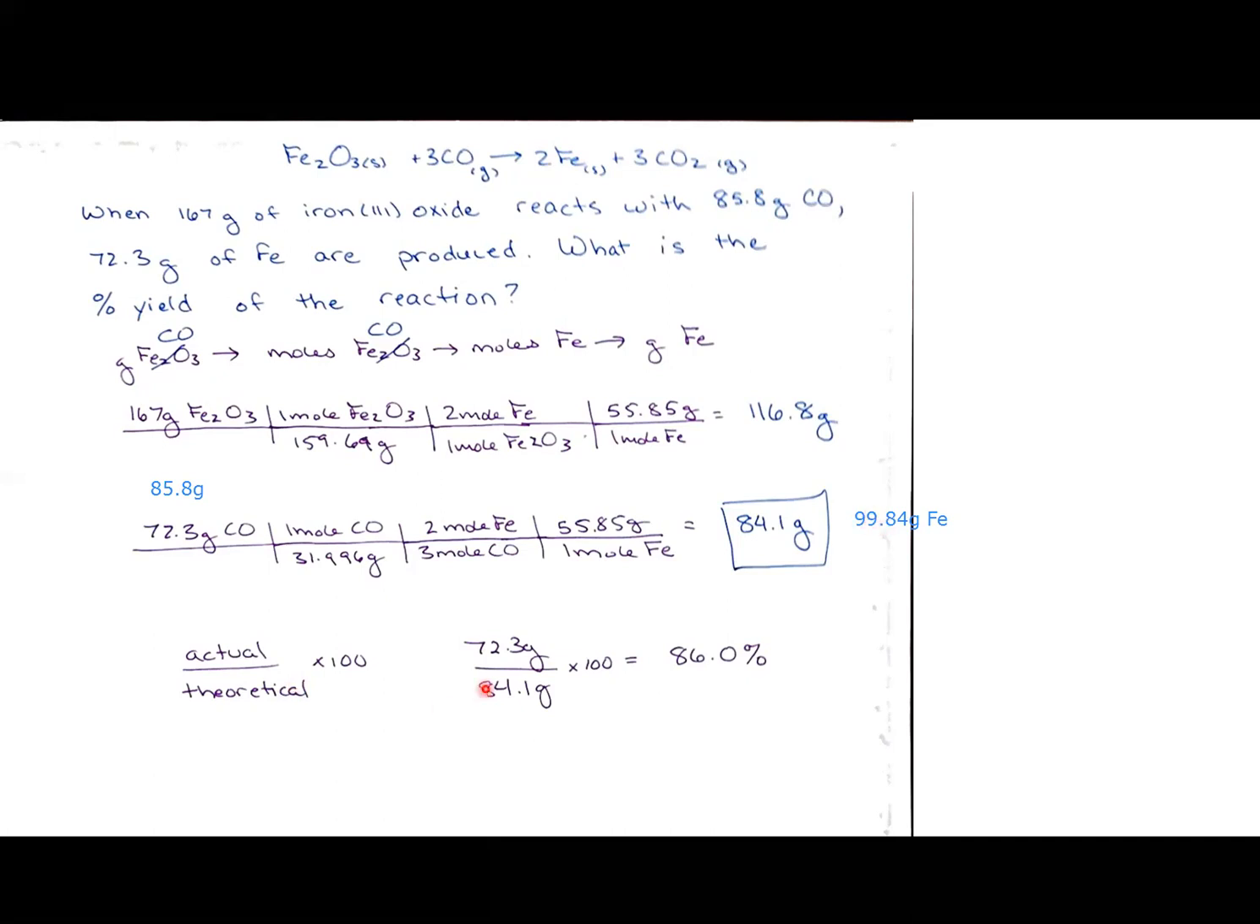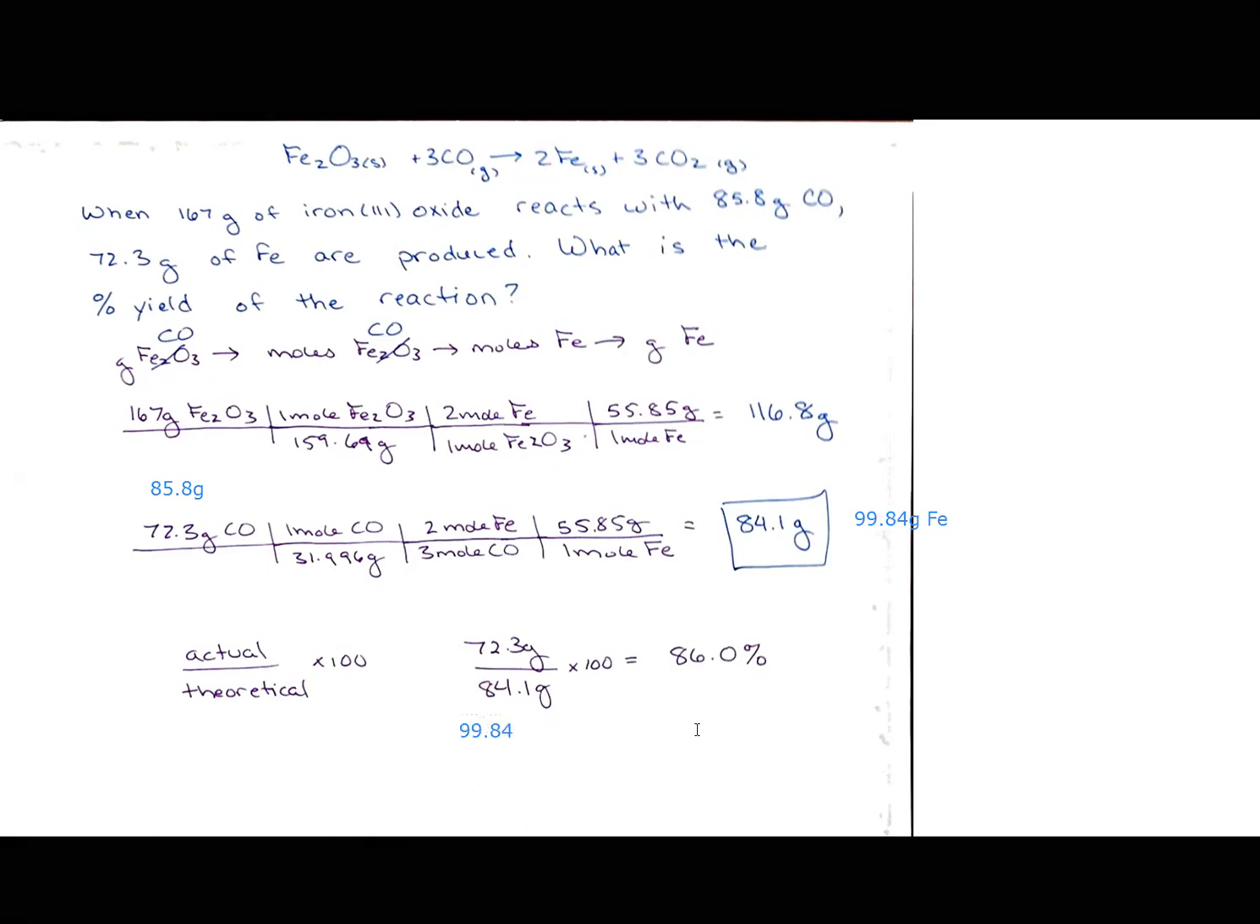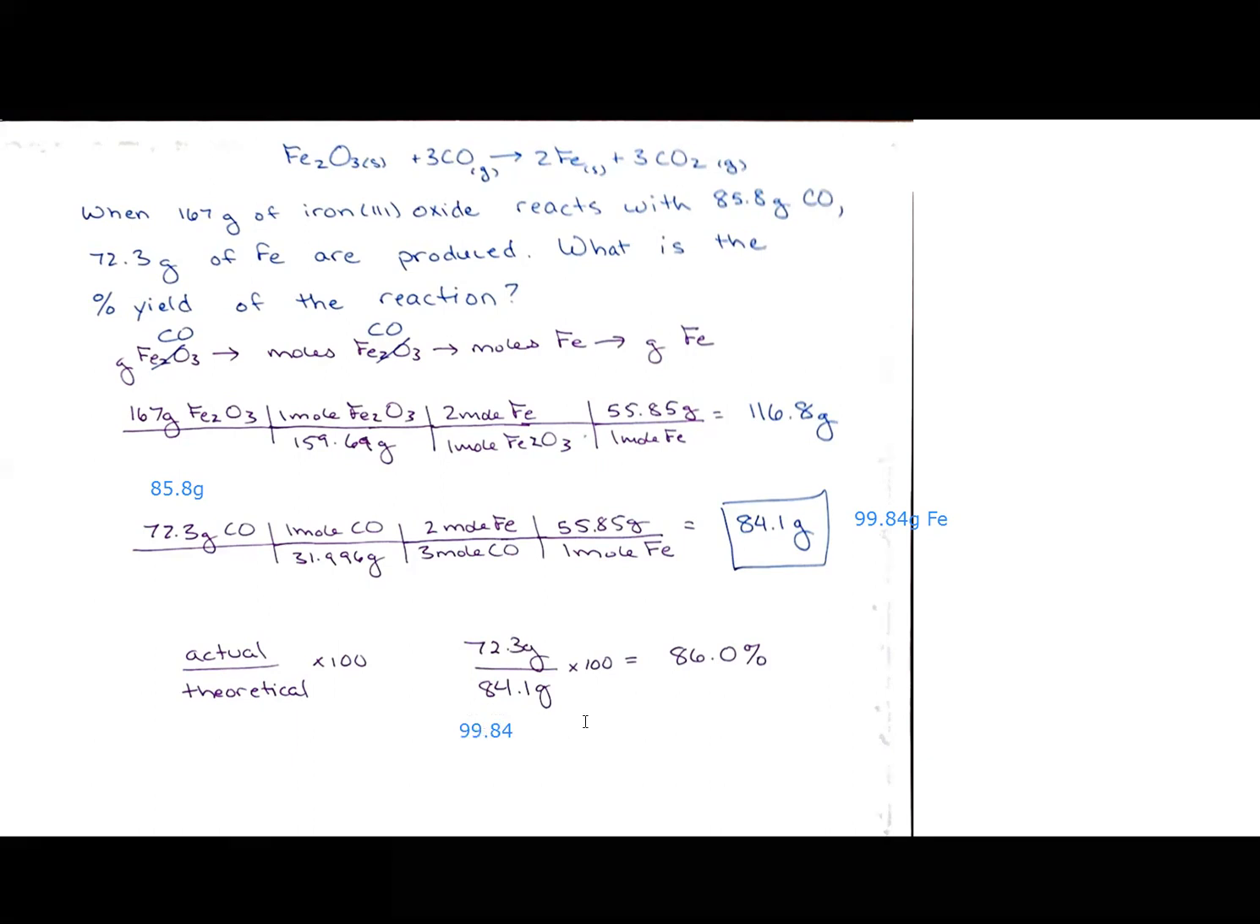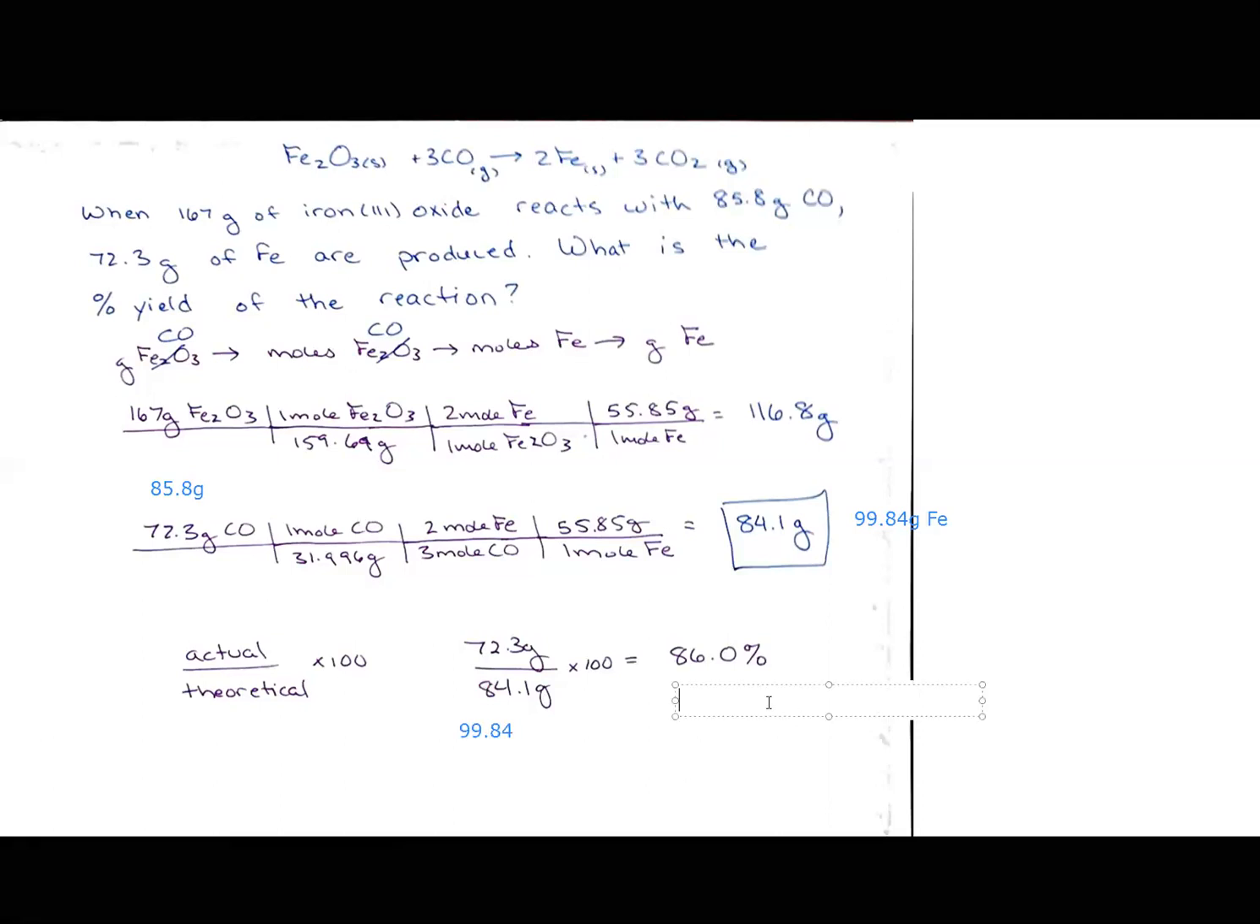I'm going to make that change here. Times 100. So to annotate this, again, doing it live, ever so much fun. So 99.84. So 72.3 divided by 99.84 times 100 would actually give me 72.4%. And I will make that change here.